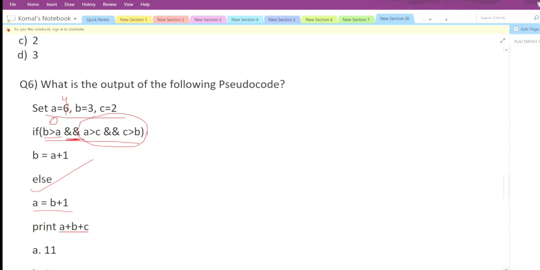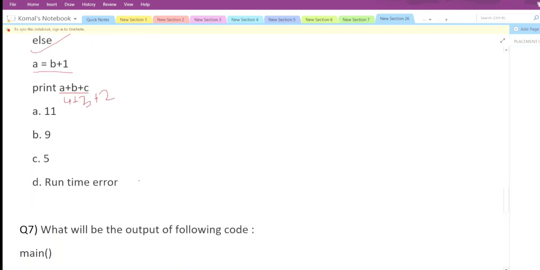Now at last, what it is doing is print a plus b plus c. The value of a is 4, the value of b is 3 and the value of c is 2. So at last, 3 plus 2 is 5, 5 plus 4 is 9. So the answer for this is 9. That is option B. Now we will see the next question.